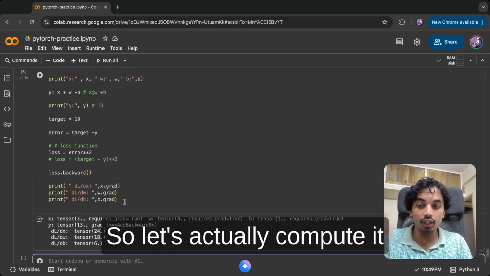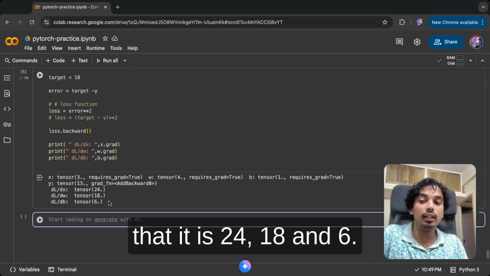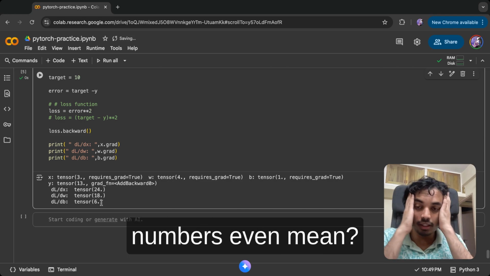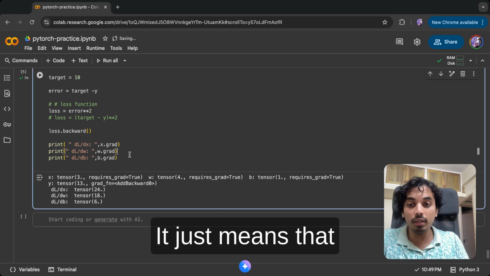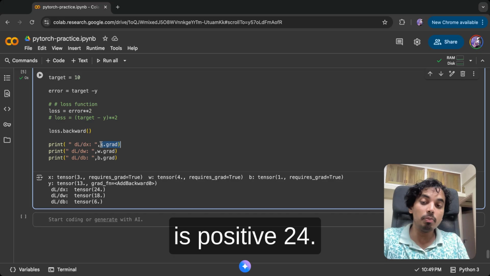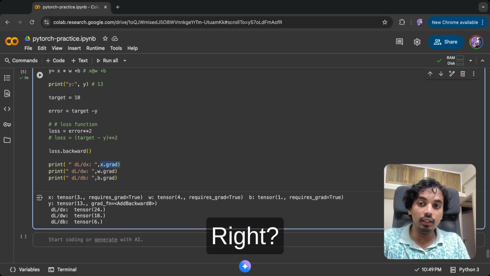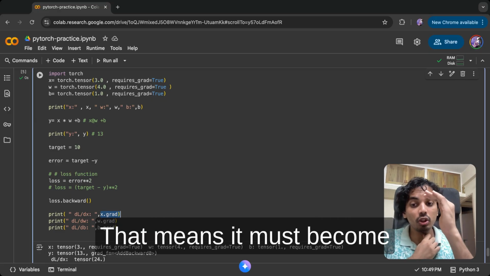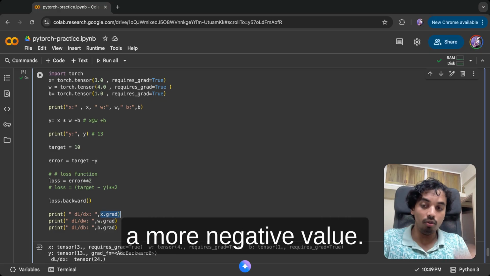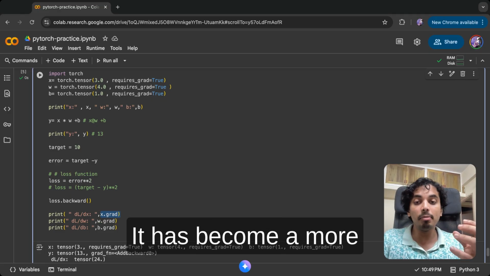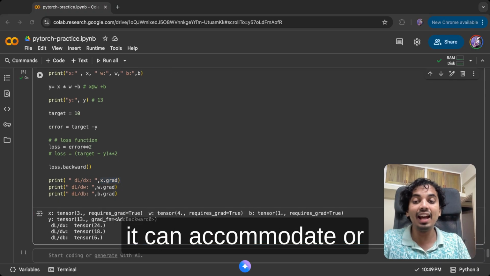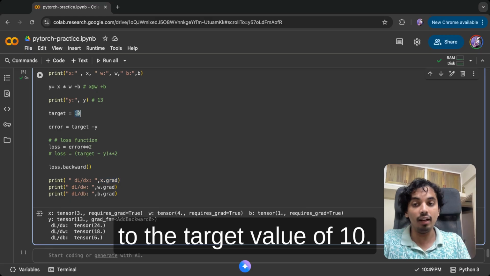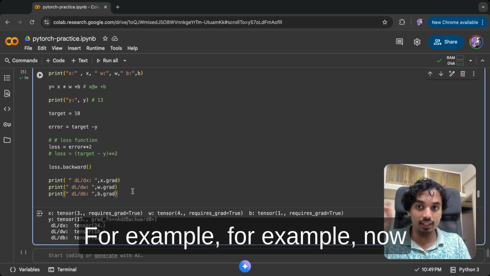So let's actually compute it. We can clearly see that it is 24, 18, and 6. What do these numbers even mean? It just means that the gradient of x is positive 24. That means it must become a more negative value, such that it can get closer to the target value of 10. That's all it means.